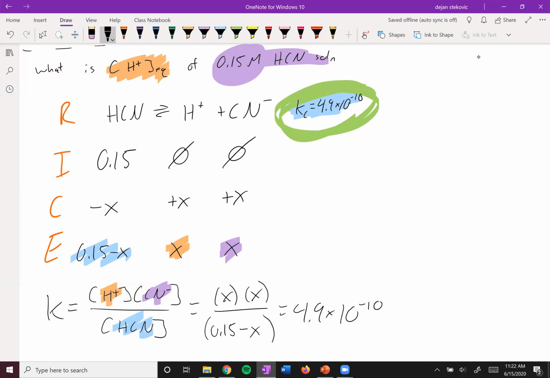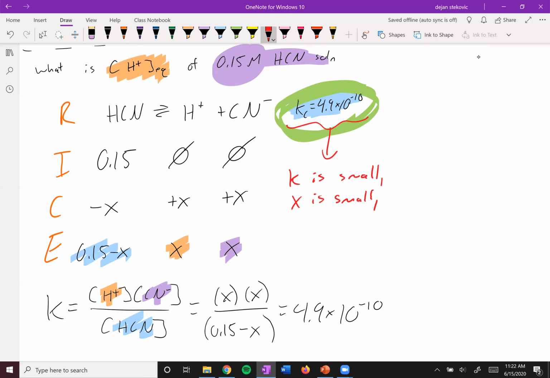And so now if I continued this problem, it would end up being a quadratic formula type of problem. To avoid that, we can make an assumption here. And our assumption here is that K is small. That's not an assumption, that is true, right? This is 10 to the negative 10, so the K is very small. And so if K is small, then the amount of products that you're going to have is small. And that's equal to X, which means X is small.